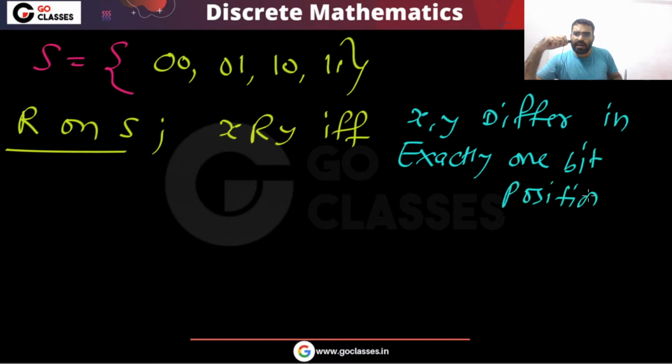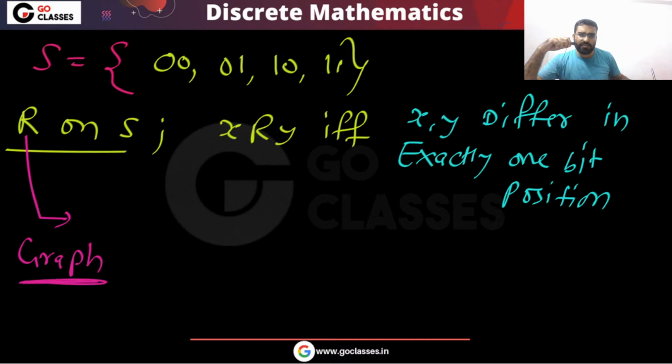So what will be the graph of this relation R? This will be a hypercube graph. But tell me, will it be directed or undirected? This will be a directed graph. Remember, a relation will give you a directed graph.